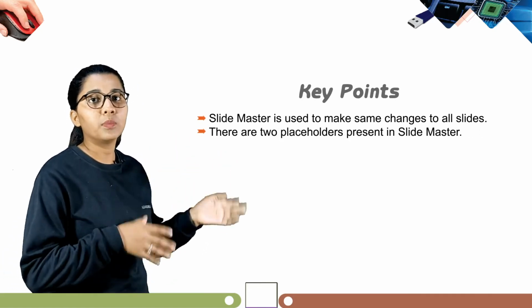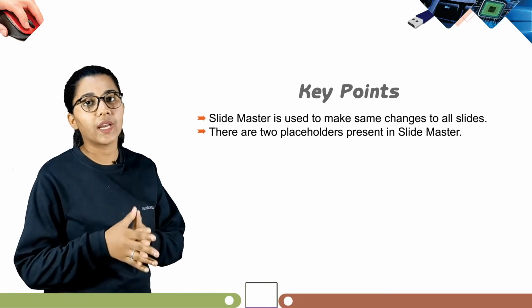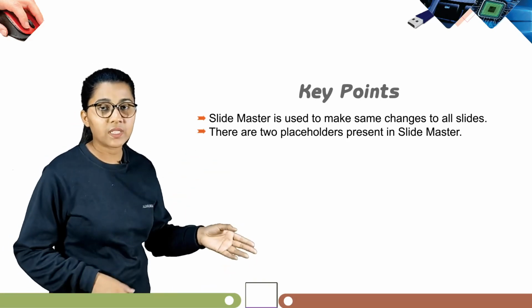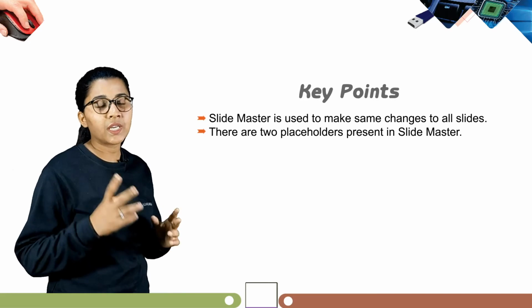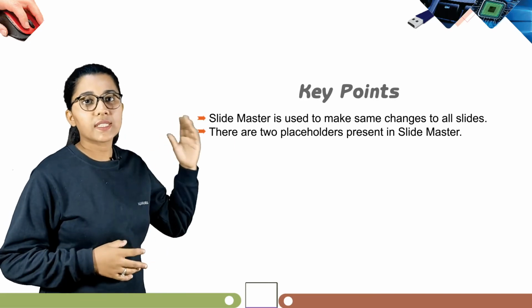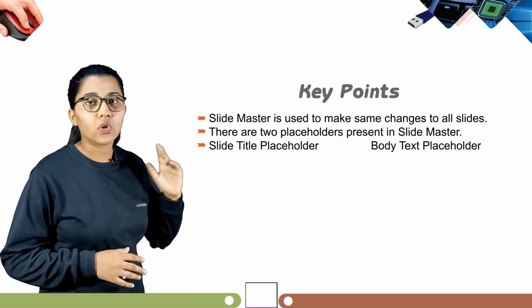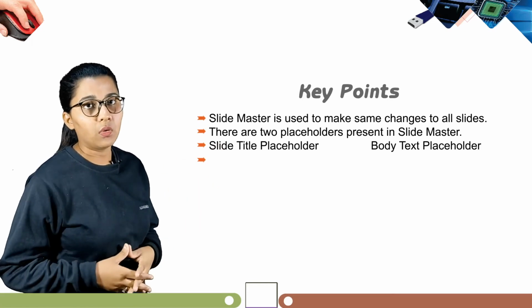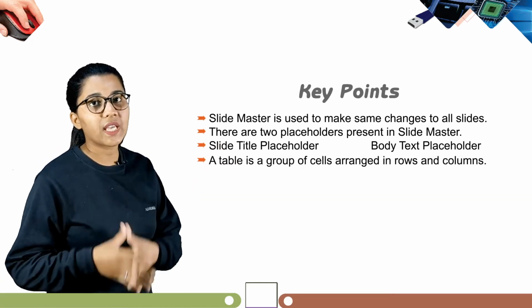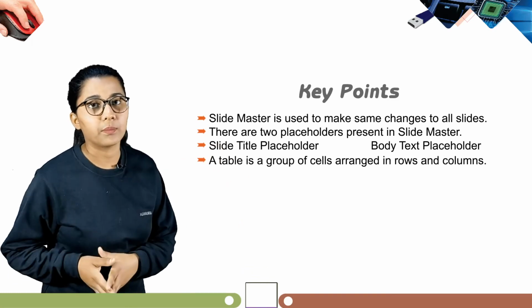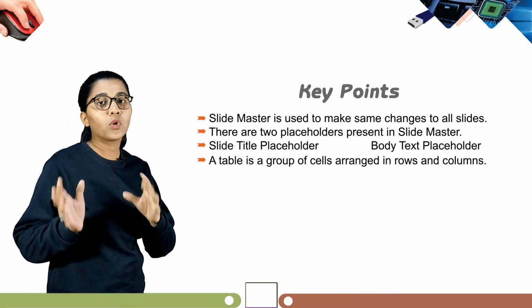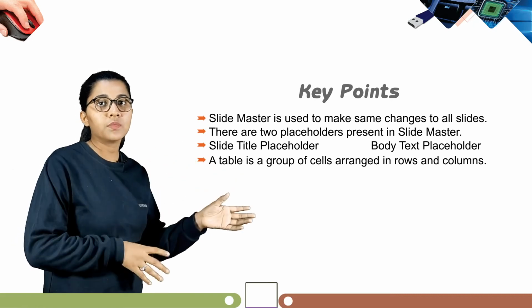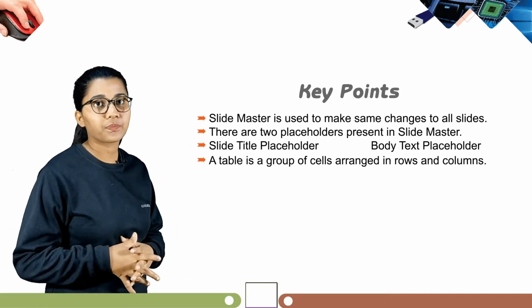There are 2 placeholders present in Slide Master. स्लाइड मास्टर में 2 प्लेसहोल्डर्स प्रेजेंट होते हैं, जो हैं स्लाइड टाइटल प्लेसहोल्डर और दूसरा बॉडी टेक्स्ट प्लेसहोल्डर. Now a table is a group of cells arranged in rows and columns. एक टेबल ऐसा ग्रुप ऑफ सेल्स है जिसमें कॉलम्स और रोज अरेंज होते हैं.